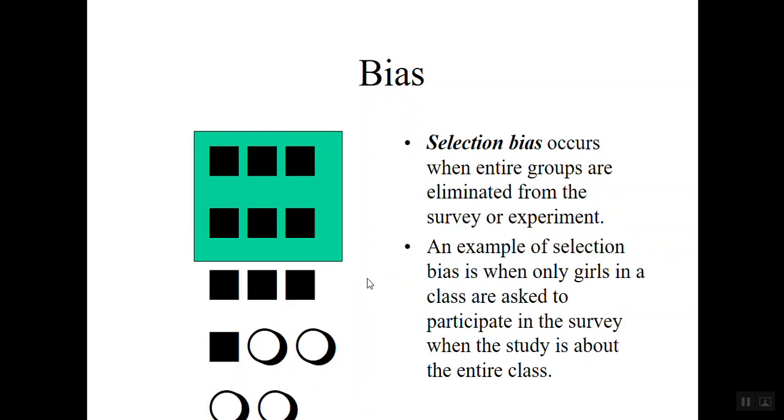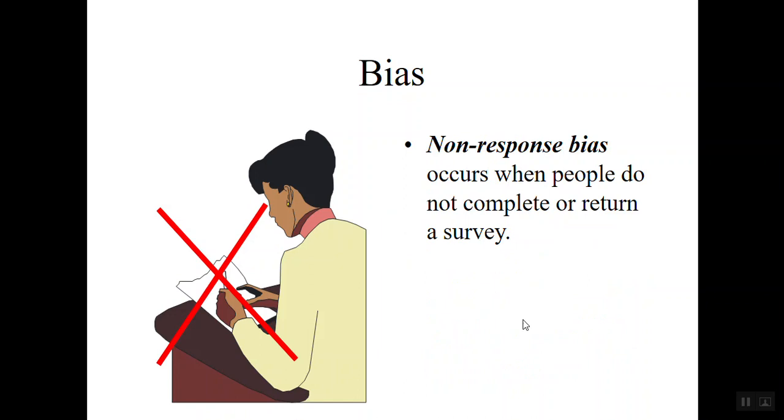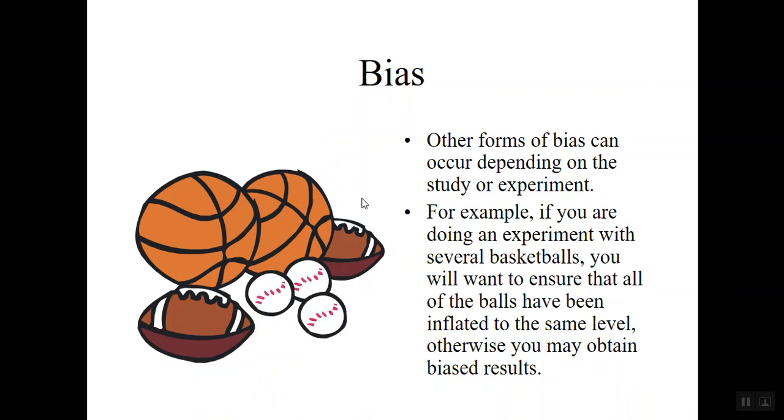Okay, selection bias occurs when entire groups are eliminated from the survey or experiment. An example of selection bias is when only girls in a class are asked to participate in the survey when the study is about the entire class, so all the boys are getting left out. Non-response bias occurs when people do not complete or return a survey. Other forms of bias can occur depending on the study or experiment.